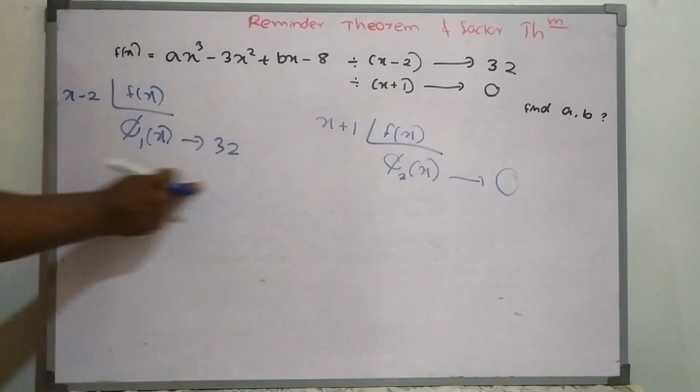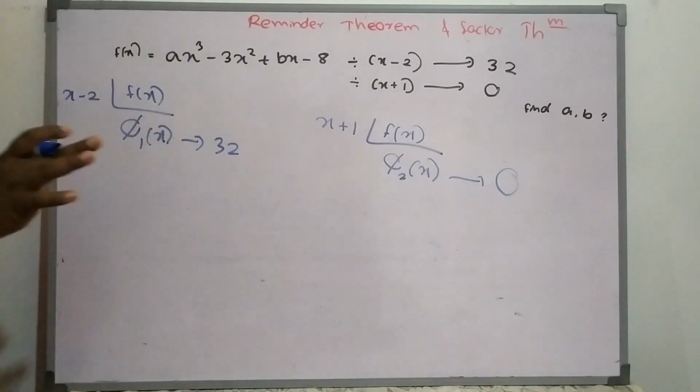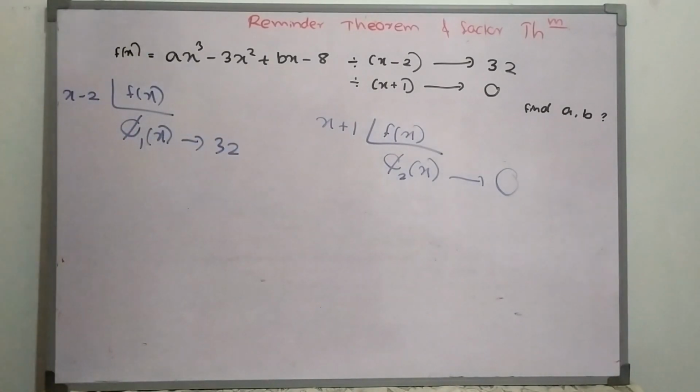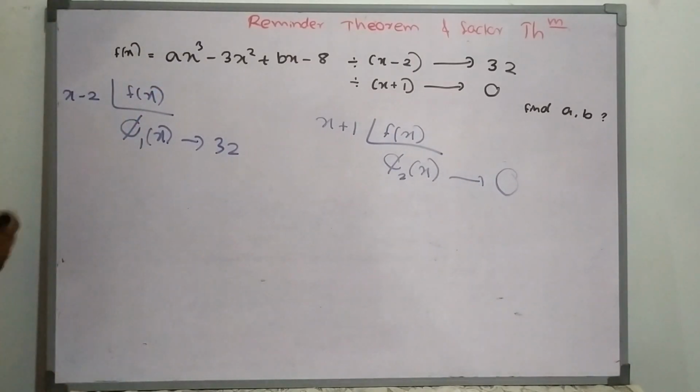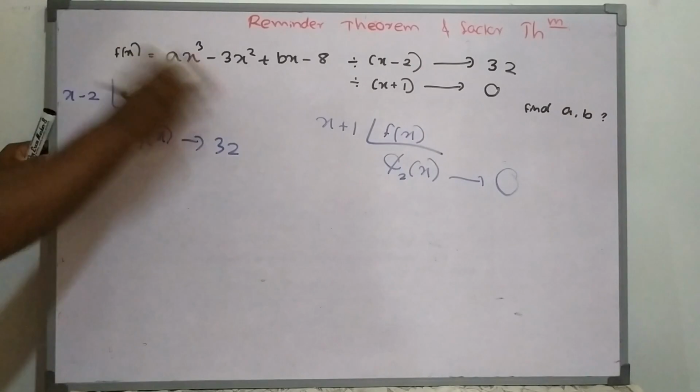Once the remainder is non-zero, this is the remainder theorem, right? Actually, the factor theorem is a subset of the remainder theorem. The only thing is the remainder becomes 0. Therefore, the factor theorem is a subset of the remainder theorem. Now I am just putting in my remainder theorem.